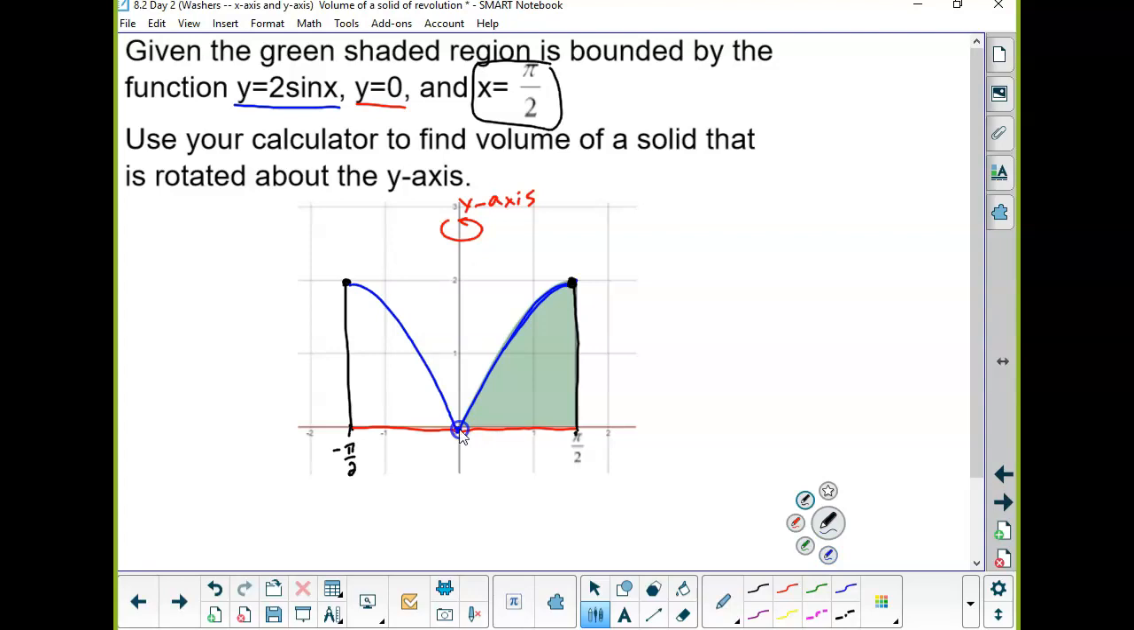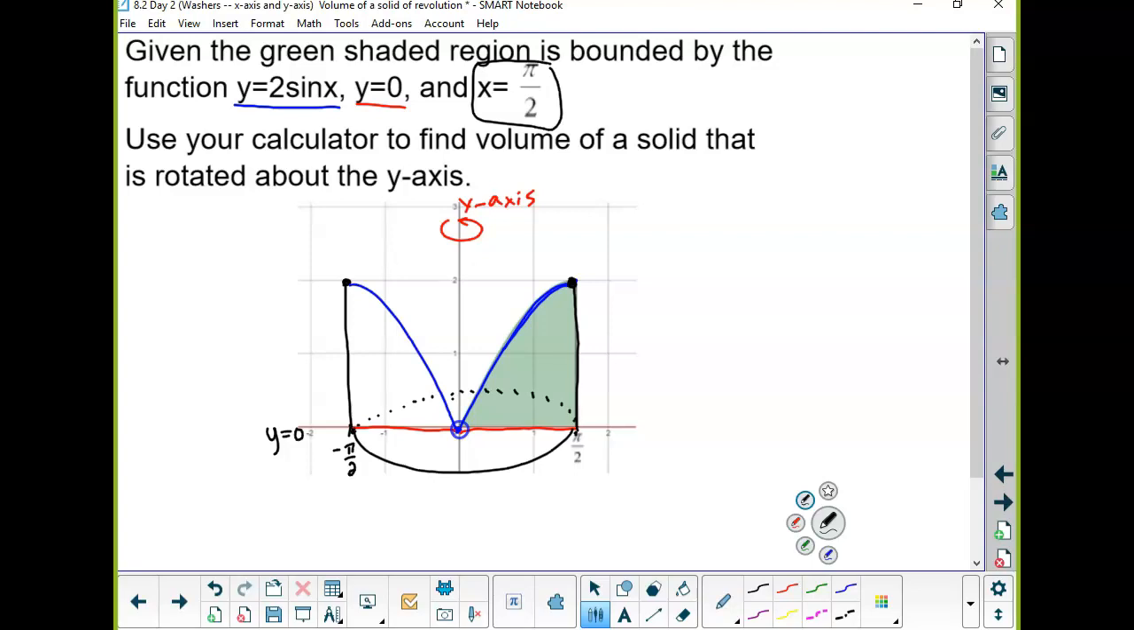Now here again is a hint. We're revolving around the y-axis. So your washers are going to start at the lowest y-value. They're going to start at 0. And then this one actually is a disk because it touches right at the same spot, but you don't have to worry too much about that one.